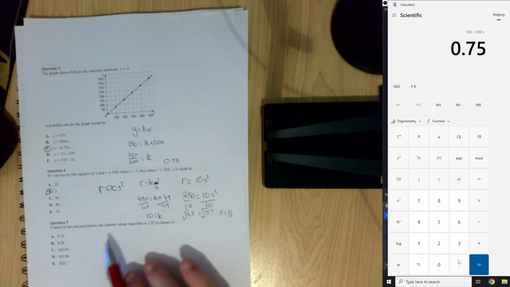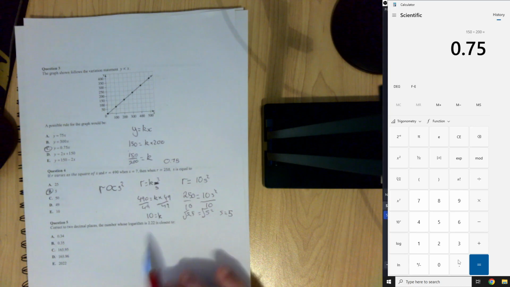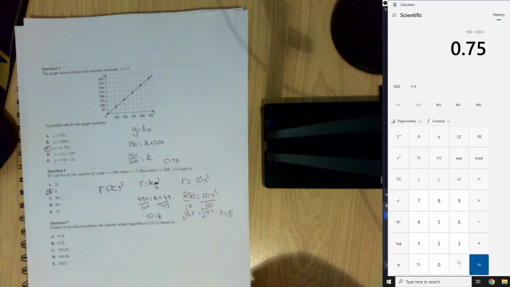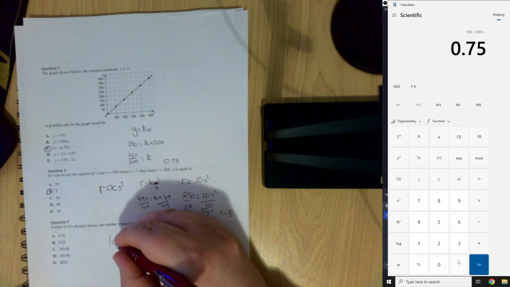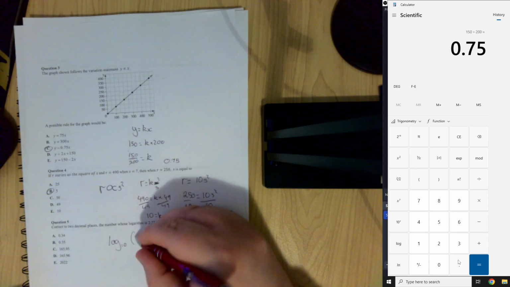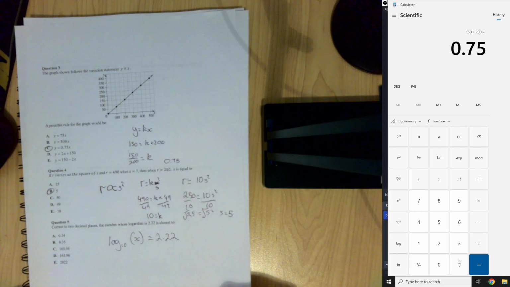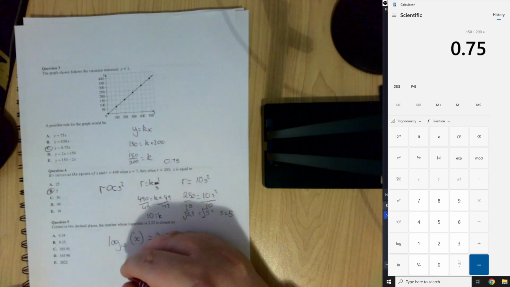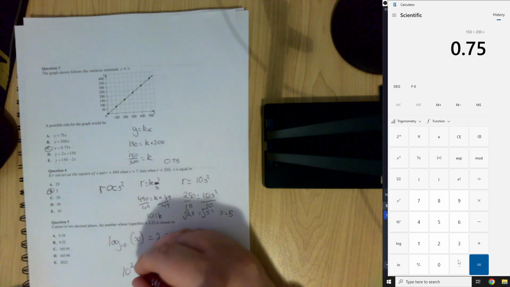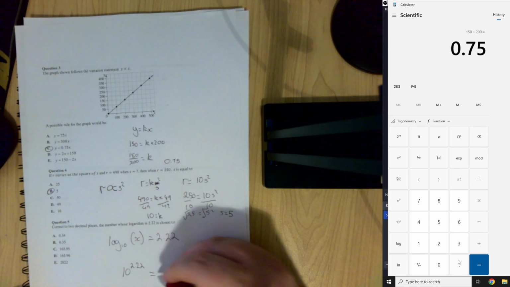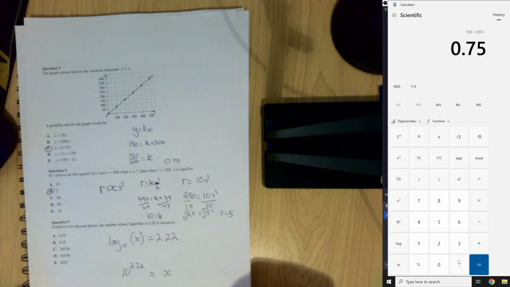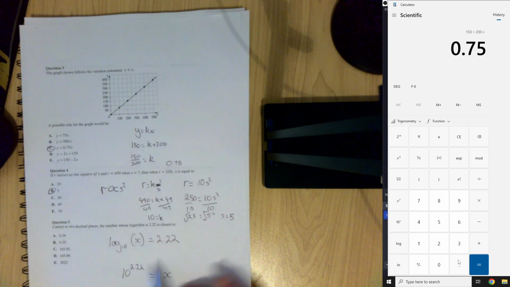And it says correct to 2 places the number whose logarithm is. Okay, so if we're doing a logarithm, remember this is basically saying we're doing log 10 of something is equal to 2.22. This, remember, is the equivalent of 10 to the power of 2.22 equals something. Okay, so essentially to reverse that, we just got to do that.